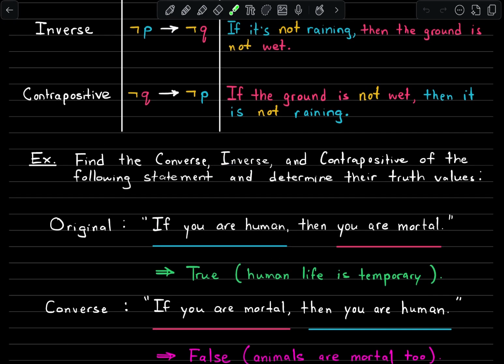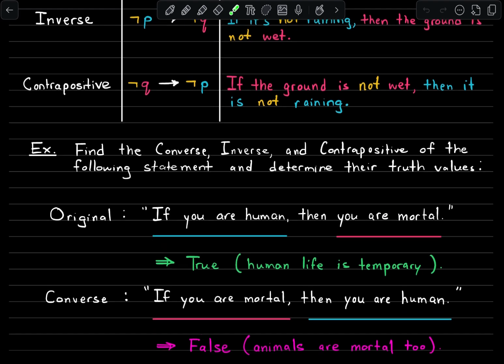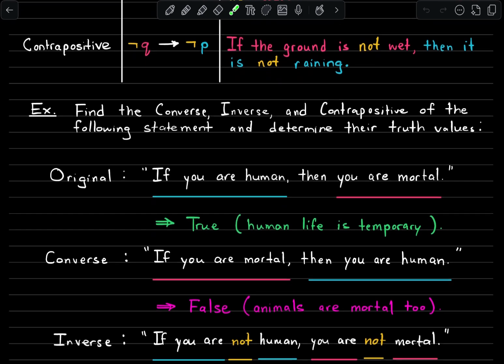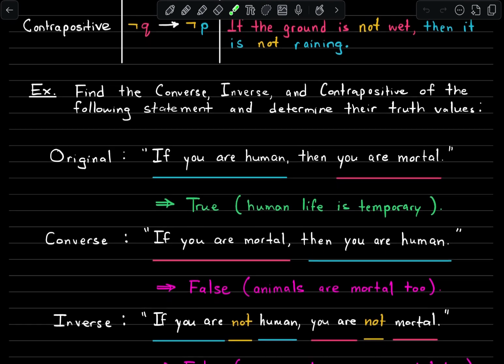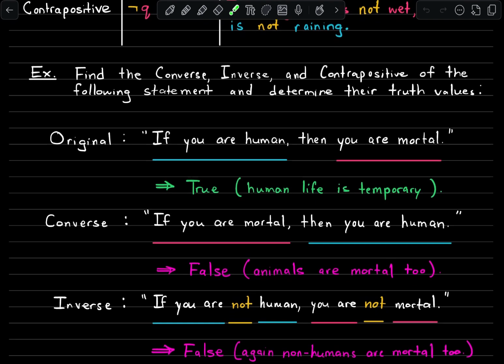Okay, that's the converse. Now let's think about the inverse. Remember the inverse, we're going to keep the original ordering. We're just going to put a negation in front of each part. So this one should read, if you are not human, then you are not mortal. So we kept the same ordering as the original. We're just throwing a not in there, a negation in front of each condition. And again, this is also going to be a false statement. Okay? You don't need to be human to be mortal. So if you're not human, you can still be mortal. Animals have temporary lives too.